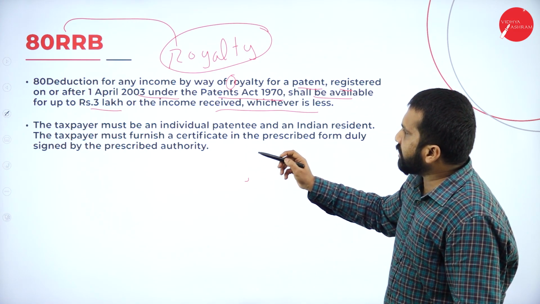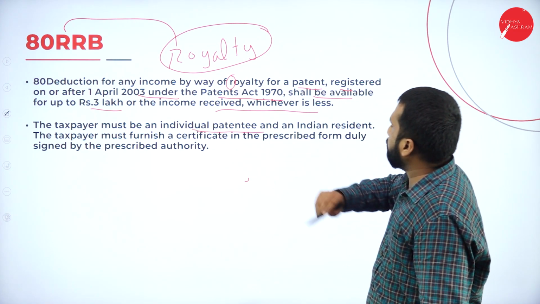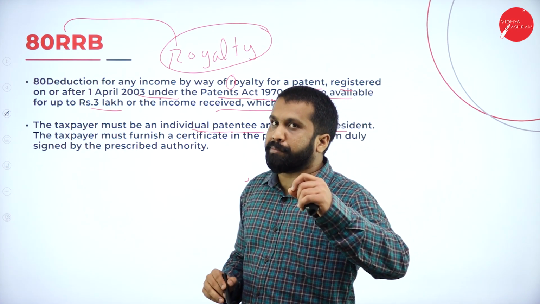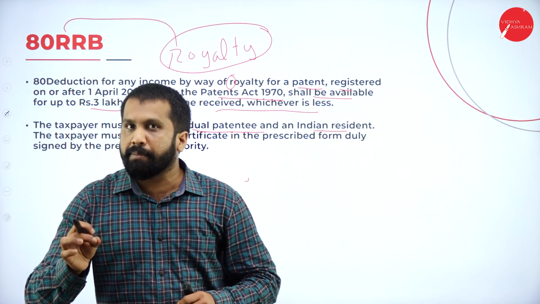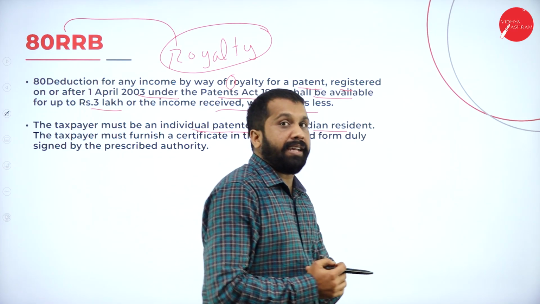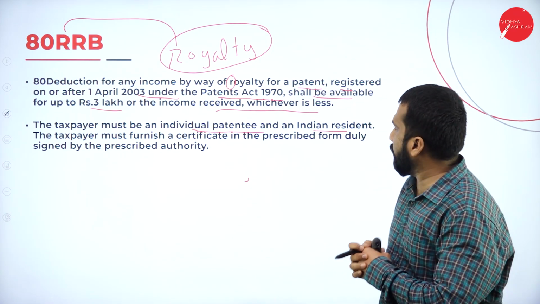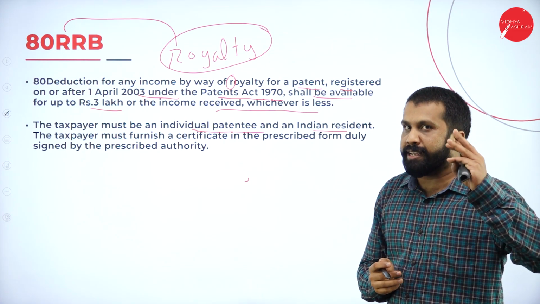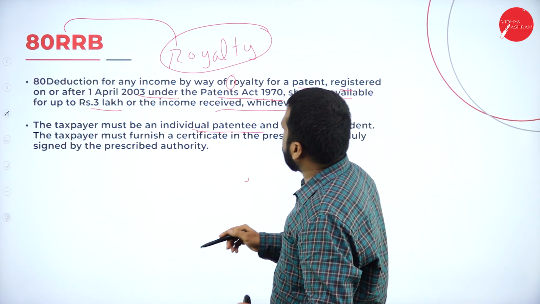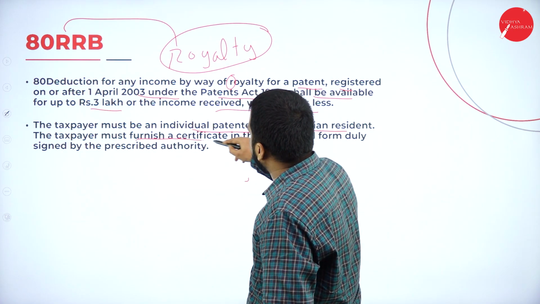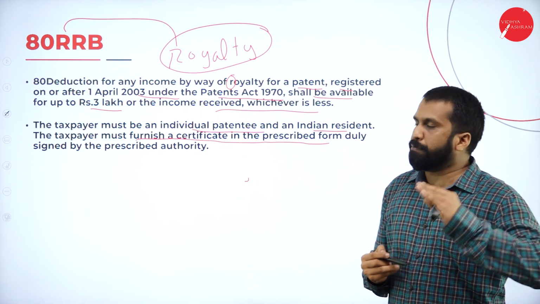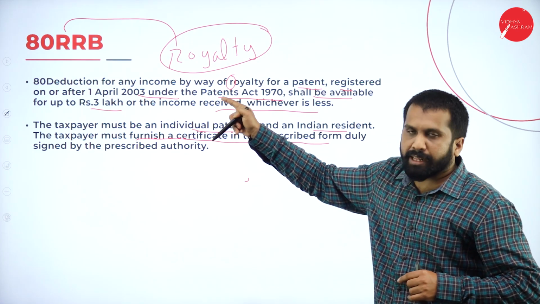Now, the taxpayer must be an individual, a patentee and an Indian resident. If you want to claim RRB, what is the rule? He must be an individual and he is an Indian resident. Along with that, he has to furnish the certificate in the prescribed form. So if you fulfill all this, you can claim the deduction.